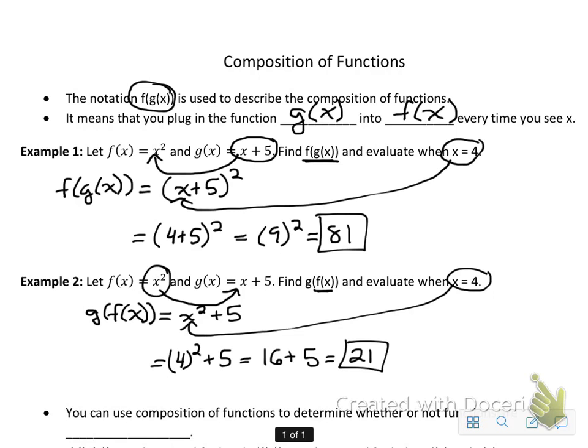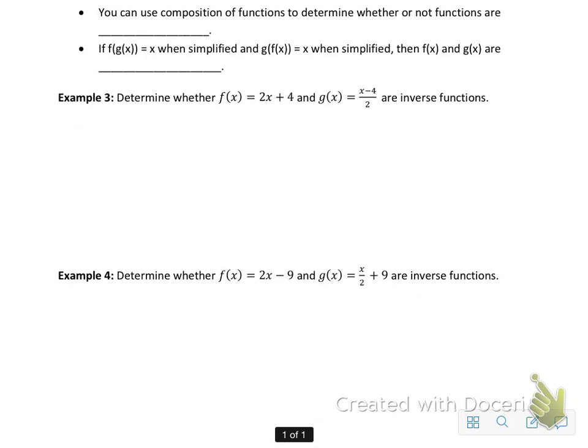Okay, so now that you've seen that, you can use the composition of functions to determine whether or not functions are inverses. Remember when we did inverses, you swap x and y and solve for y. So to check and make sure you did it right, you can plug it in. So if f of g of x equals x when simplified, and g of f of x equals x when simplified, then f of x and g of x are inverses. So it has to work for both ways.